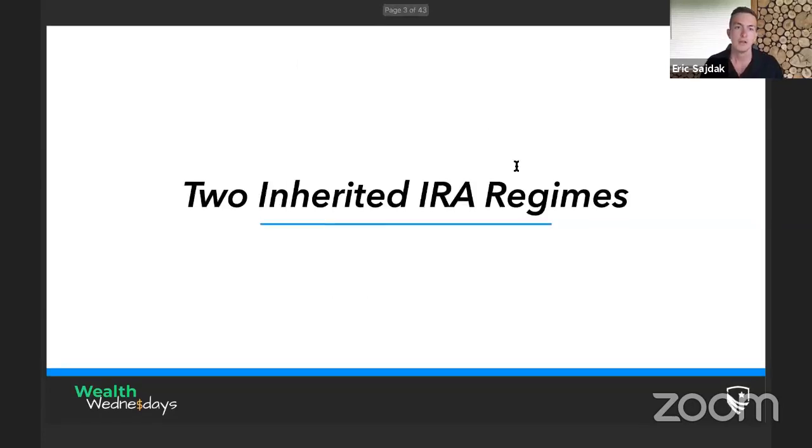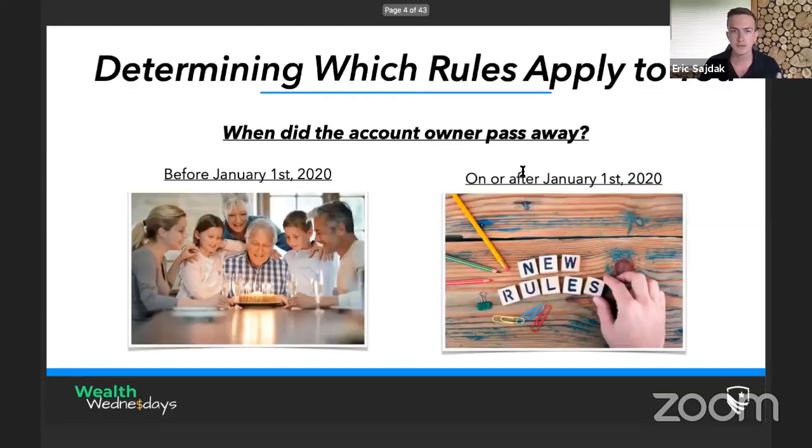There are really two inherited IRA regimes that we have to plan under. These two different sets of rules were created because in 2019, basically a week before Christmas, while many of us were preparing for the holidays and family, Congress was hard at work and slipped in something called the Secure Act. This was a huge watershed estate planning law that completely changed the rules around inherited IRAs, around RMD rules, and everything in between. So you might have to take RMDs under two different sets of rules.